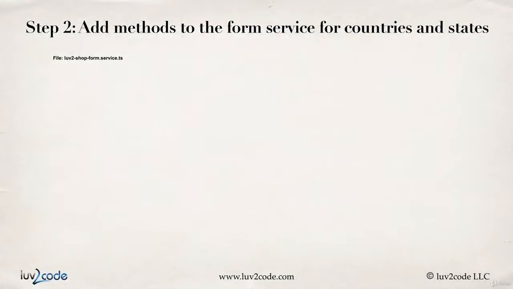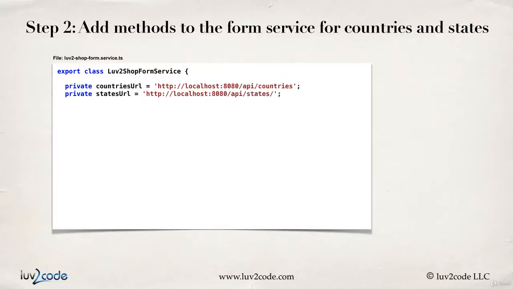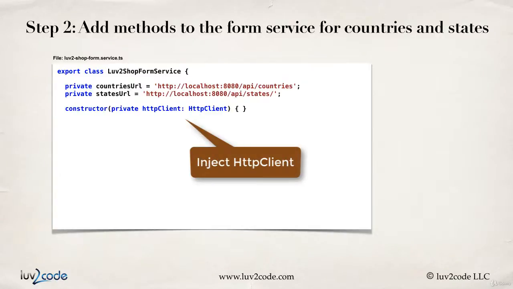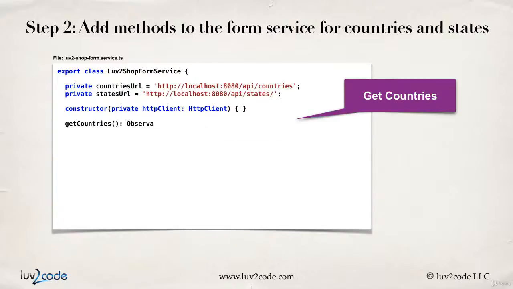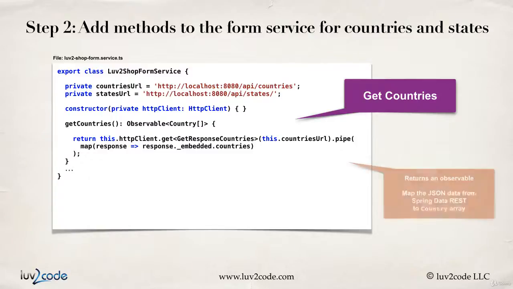Alrighty, so moving ahead to step 2 of adding methods to the form service for countries and states. So we'll make some updates here to our Luv2Shop form service. We'll set up the URLs for countries and states. And our constructor will inject the HTTP client. And then we'll write the code here for getCountries. So it returns an observable array of countries. And we simply make the call to httpClient.get, GetResponseCountries. Remember, this is going to return an observable. We're going to map this JSON data from Spring Data REST over to our country array.